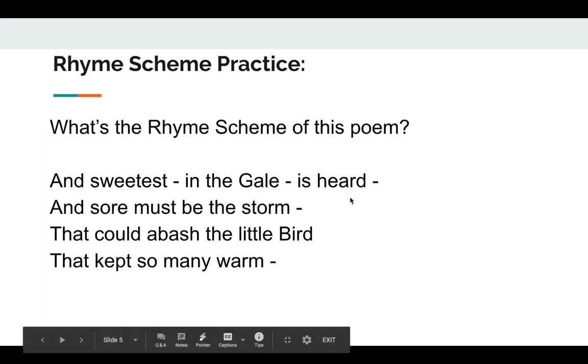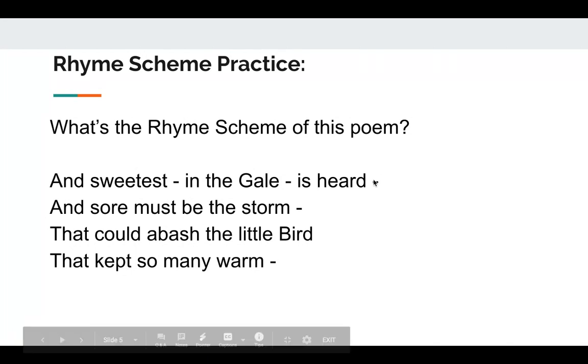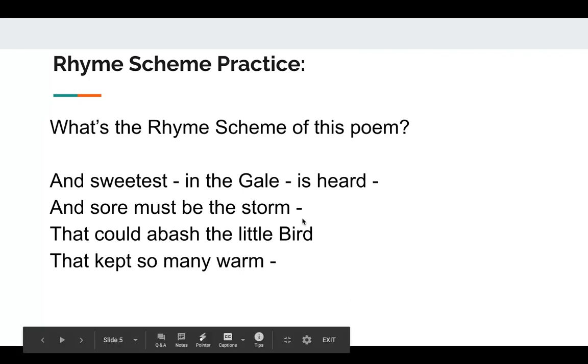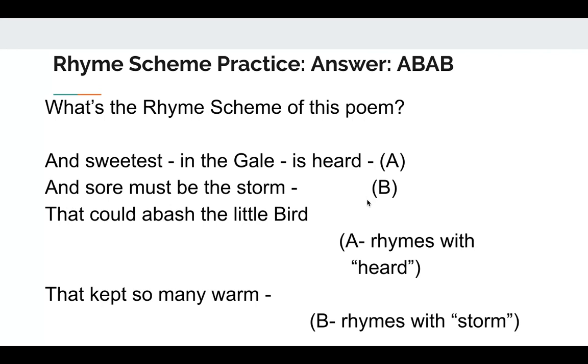Okay, so the first line, sweetest in the gale is heard. Well, first line, that's our A. Sore must be the storm. Okay, heard and storm don't rhyme. So we've got A, B. That could abash the little bird. Okay, bird rhymes with heard, so we've got A, B, A. That kept so many warm. Okay, well, warm rhymes with storm, so we've got A, B, A, B. And hopefully you got that.